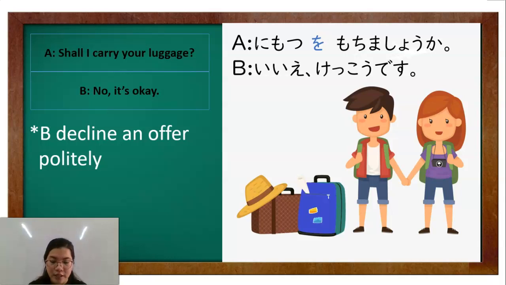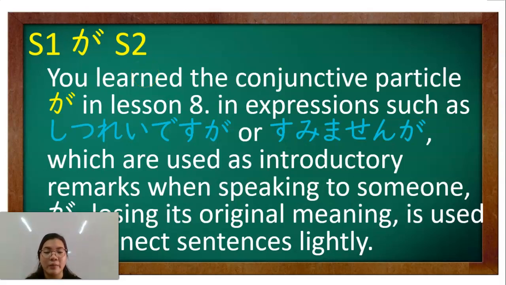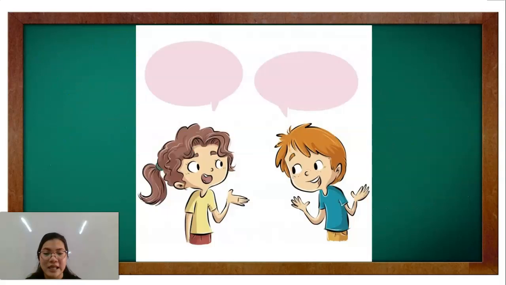Okay? So, you use it when you are offering someone that you will do something for them. Okay? So, next sentence pattern is sentence 1 ga, sentence 2. You learned the conjunctive particle ga in lesson 8, in expressions such as shitsurei desu ga or sumimasen ga, which are used as introductory remarks when speaking to someone. Its original meaning is used to connect sentences lightly.